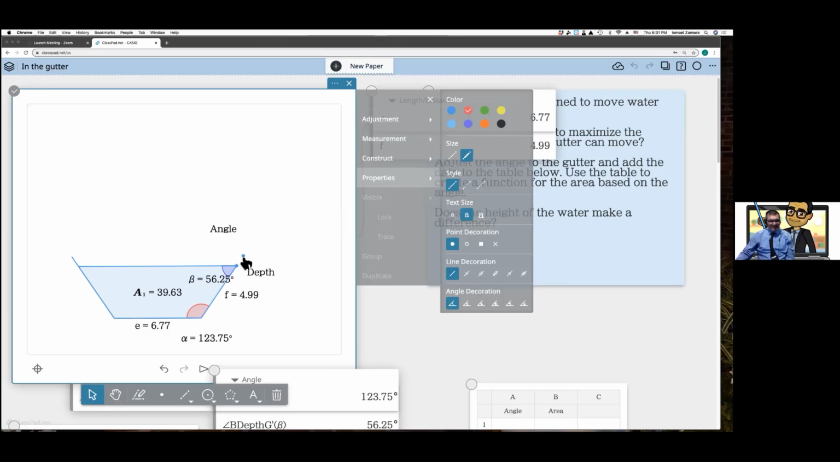So what I've done with students in geometry is they just move that angle until they get a number that is the biggest they can possibly be.